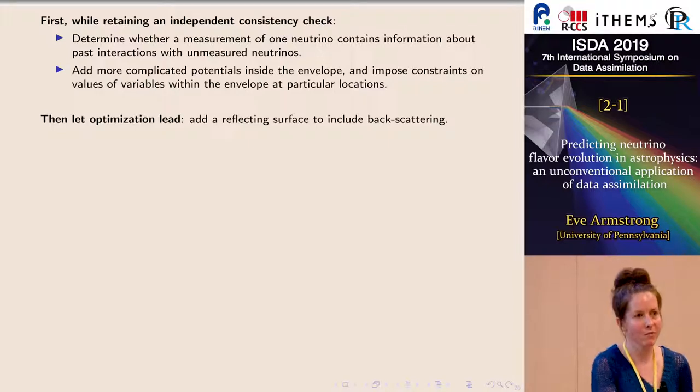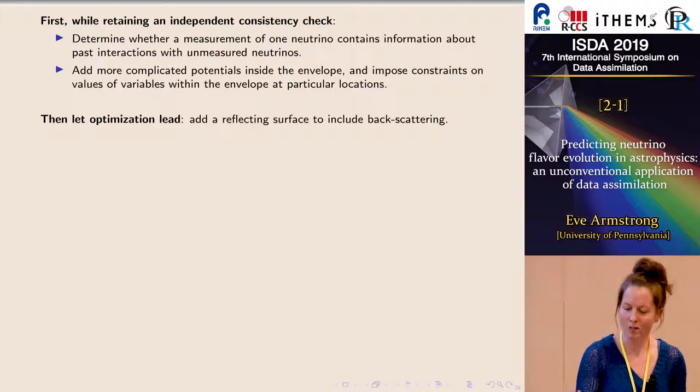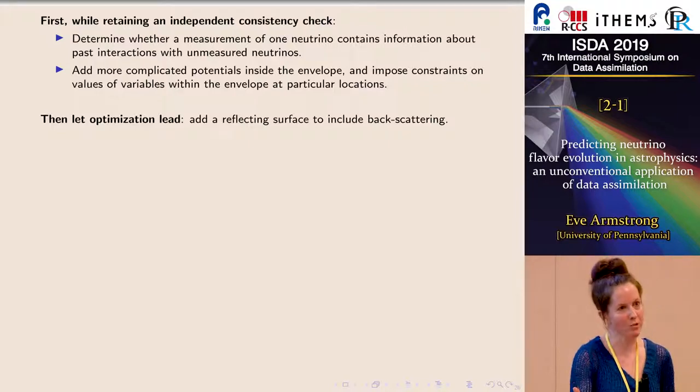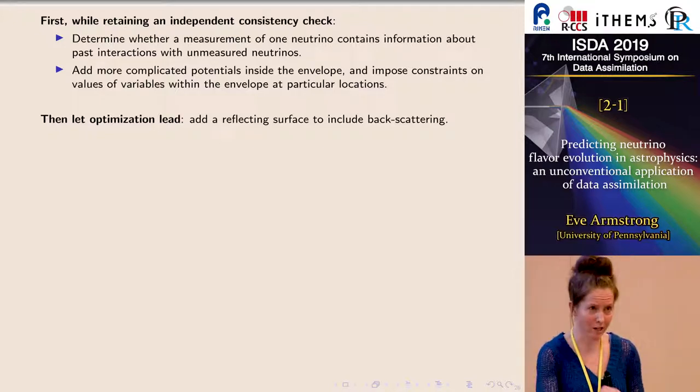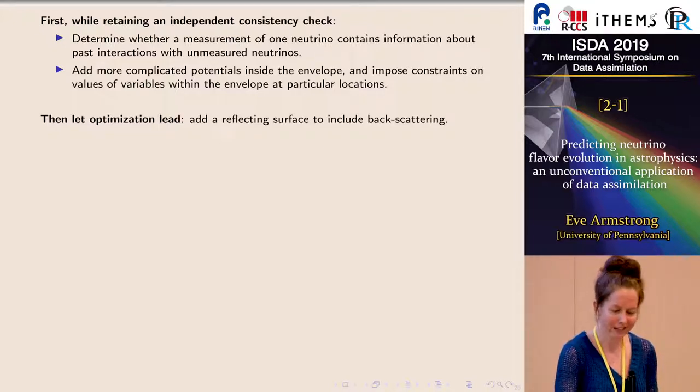And we also, as I said before, we would like to determine how much information we can squeeze out of the measurement of one neutrino, whether that will tell us anything about the unmeasured neutrinos in the field that interacted with that. Okay, I think I've timed this pretty perfectly.